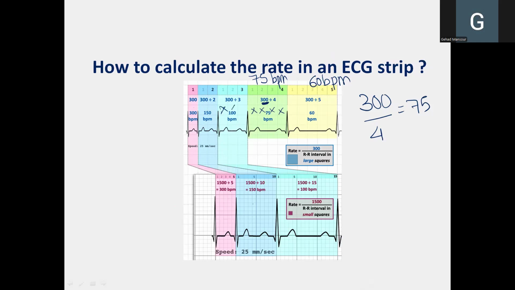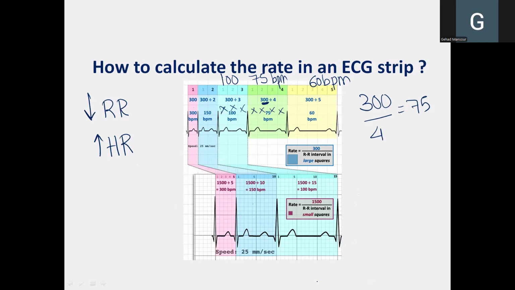Here you have only 3 large squares, so the rate is 300 over 3, or 100. Of course, the narrower the RR interval is, the higher the heart rate. So as the RR interval diminishes, the heart rate increases. So the relationship between them is an inverse relationship.